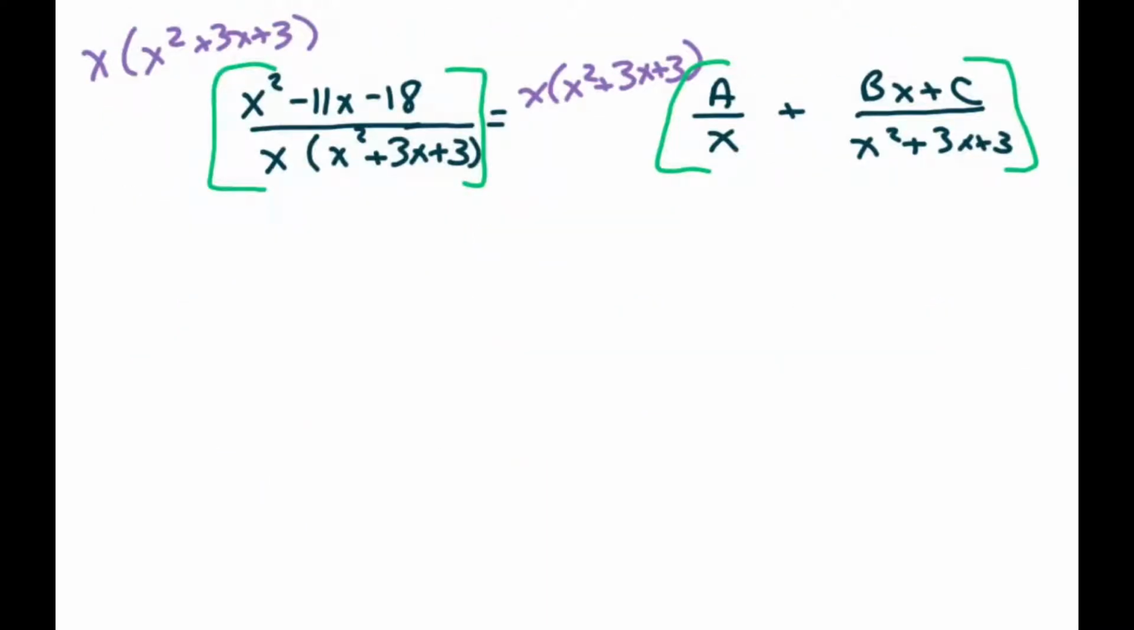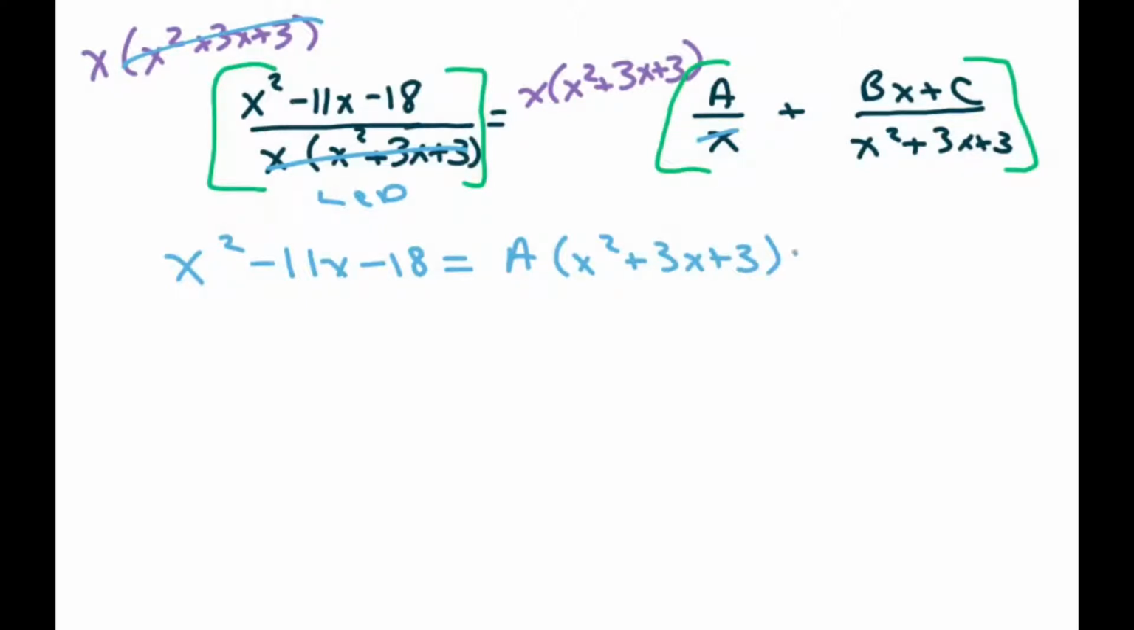So the first thing we're going to do is clear the fractions by multiplying by our least common denominator here. So that will cancel. We're left with x squared minus 11x minus 18. Here the x cancels and we're left with A times x squared plus 3x plus 3. And on this last bit, these cancel, so we just have Bx plus C times x.